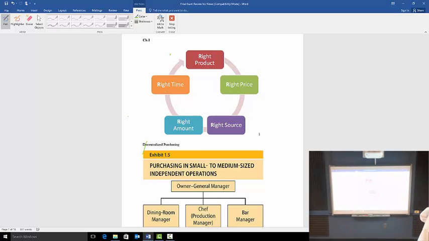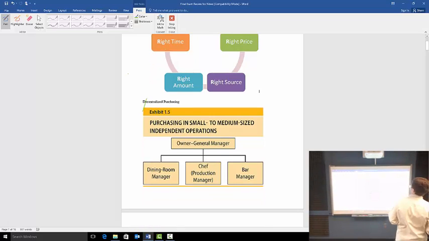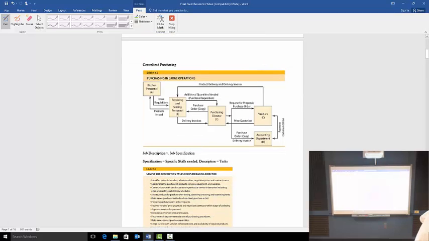After we discussed the five R's, we talked about two main purchasing systems, centralized and decentralized. Decentralized purchasing is what you commonly see in small to medium-sized operations. That's where the owner or the general manager will give authority to the various department heads to do their own purchasing. And then pending their approval, if an order is over a certain amount, say about $1,000, it would have to be approved by an owner or a GM.